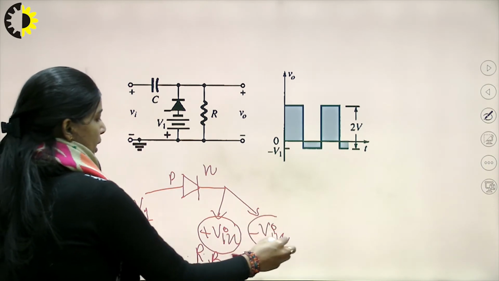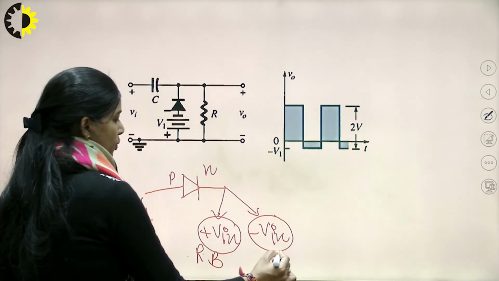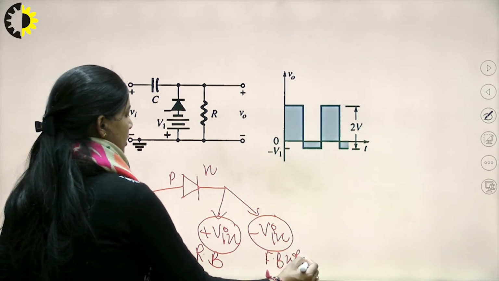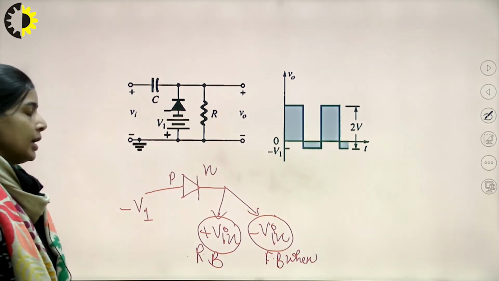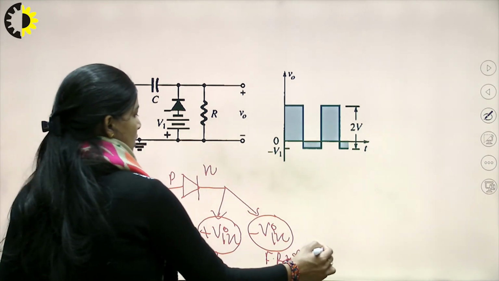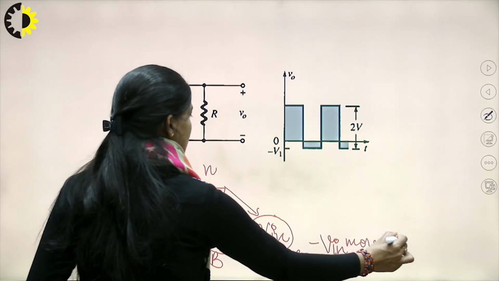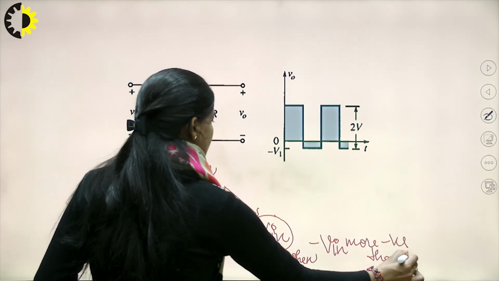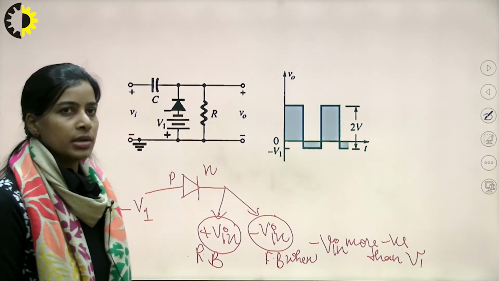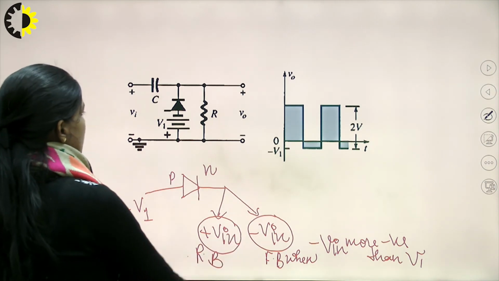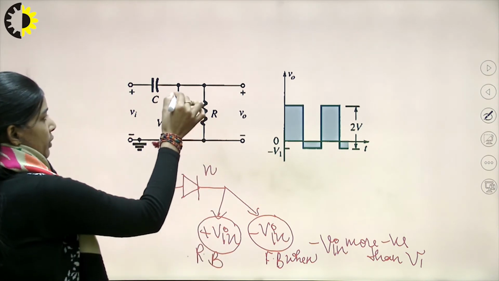When V input is negative, this diode will be forward biased when this N becomes more negative than minus V1. So minus V in becomes more negative than minus V1. Only then will this diode be forward biased. So that is shown in the output. For the positive cycle, this diode will be reverse biased.